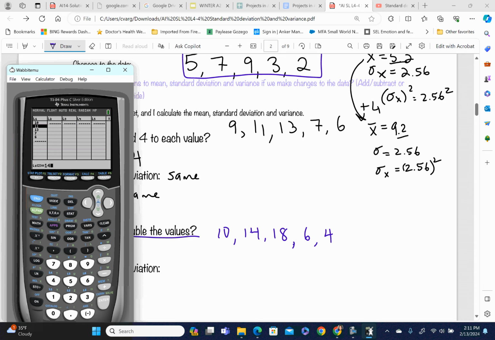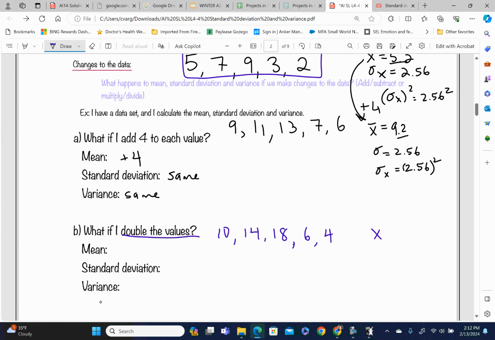So let me just make sure I type these numbers in correctly. I have 18, and again, I'm taking my original set, 6 and 4. Okay, so now let's do my test. Go to calc, 1-Var Stats, enter, enter, enter. And now let's see what happens to each of these. So my mean now went from 5.2 to 10.4. So my mean got doubled.